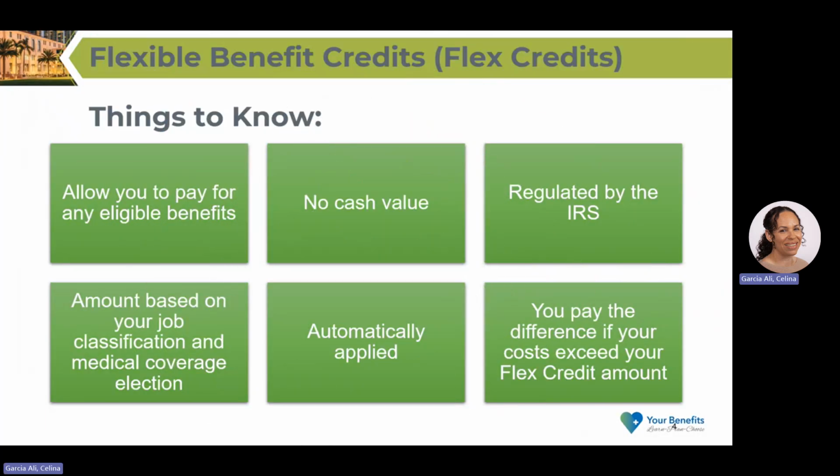Here are some things to know about flex credits. Flex credits allow you to pay for any eligible benefits. There's no cash value to flex credits. Flex credits are regulated by the IRS. The amount of flex credits you receive is dependent on your job classification and medical coverage election. Flex credits are automatically applied to your elections, and you pay the difference if your cost exceeds your flex credit amount.